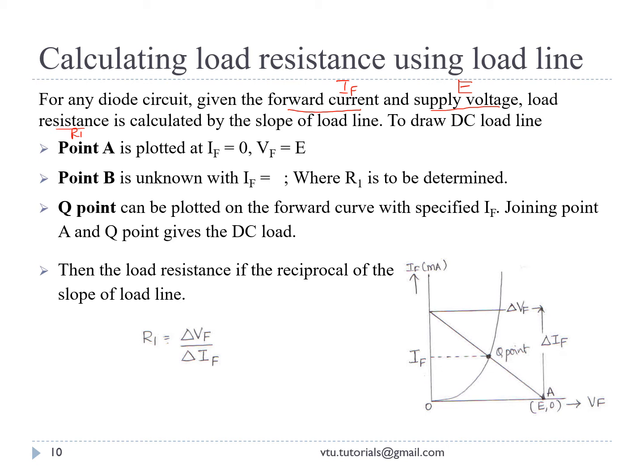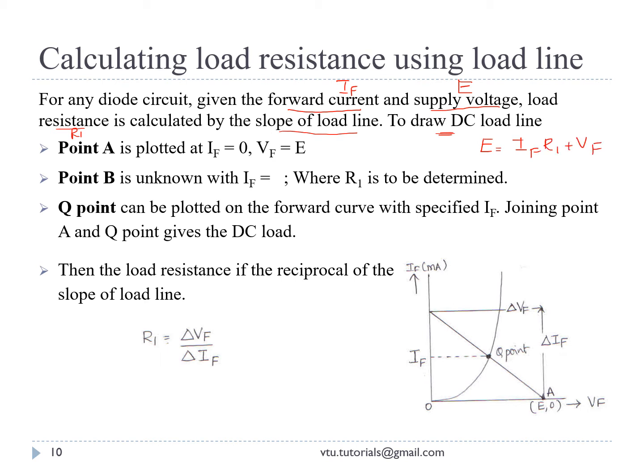First, knowing IF and E, the load resistance is calculated by the slope of a load line. So to do that, first you have to draw the DC load line. Given these parameters, you have to draw the DC load line. And the equation for the circuit, which we have seen earlier, is E equals IF R1 plus VF.